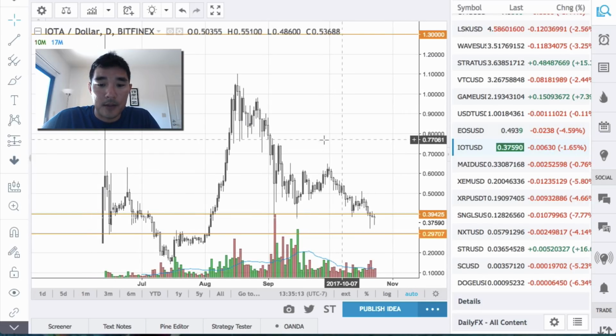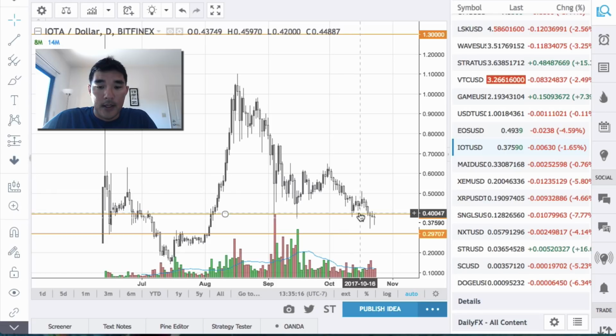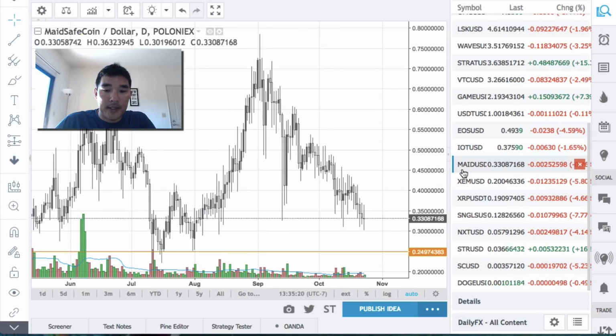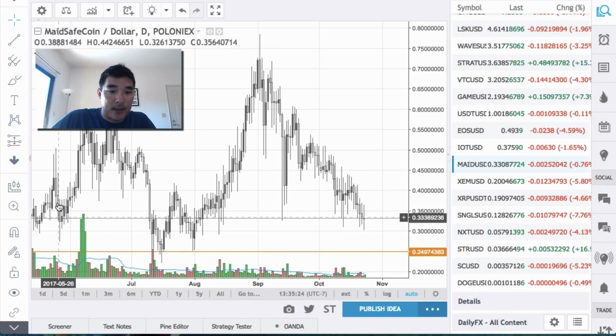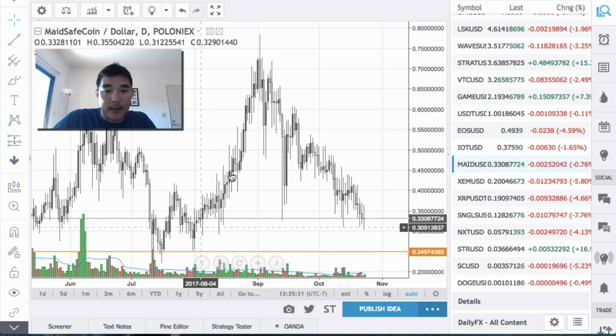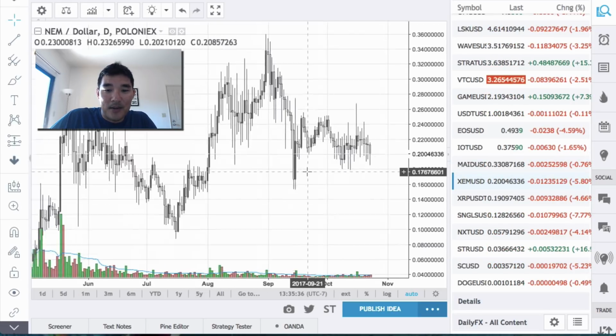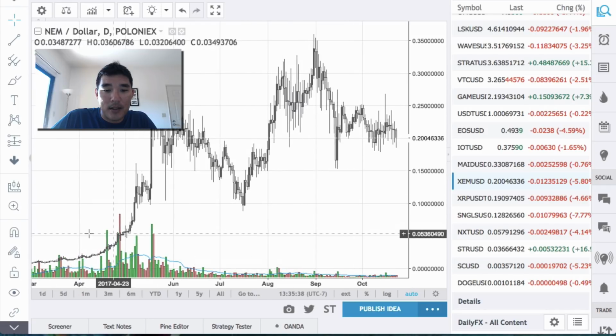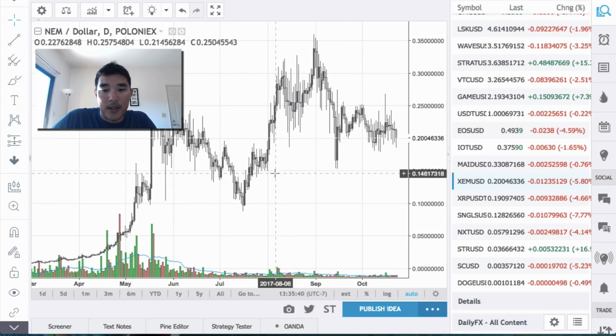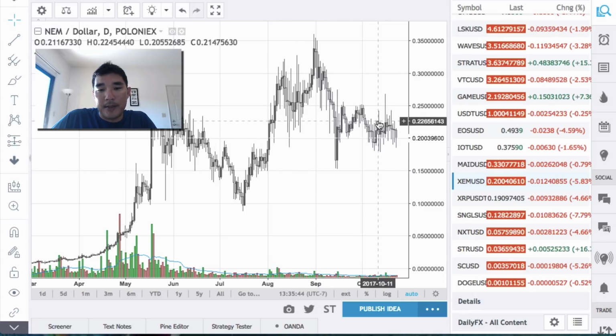So IOTA, same thing, right? Boom, taking off, and we're just waiting for it to base out here. MaidSafe, similar thing, no base yet. As you can see here, takeoff, drop. This was the basing level here. And if you got in around here, 29, then you could have a pretty good ride. NEM, yeah, kind of. You can see the blast off base here, and then this is another takeoff, and this is probably the basing level, right?